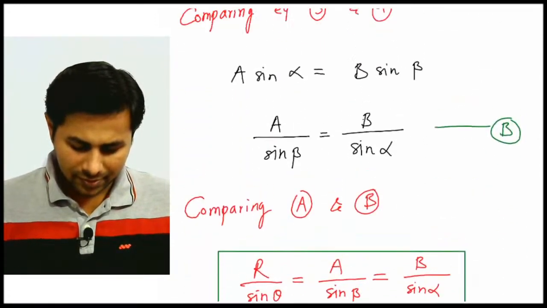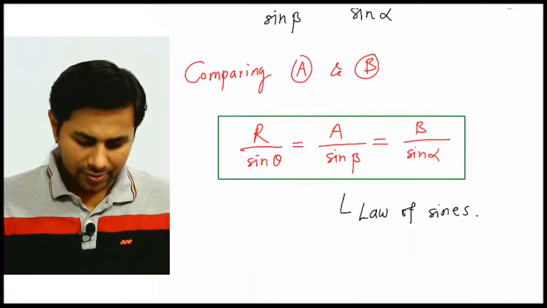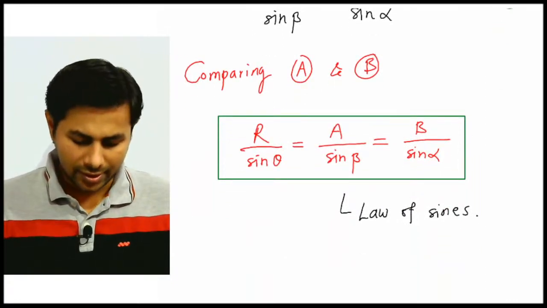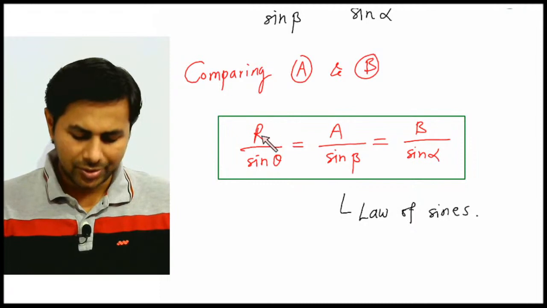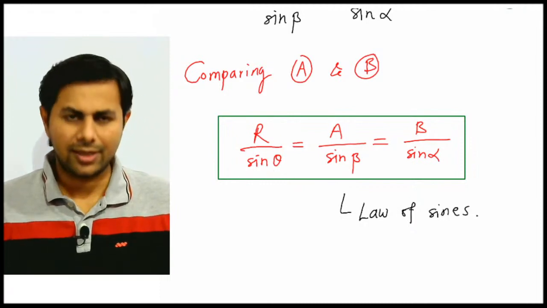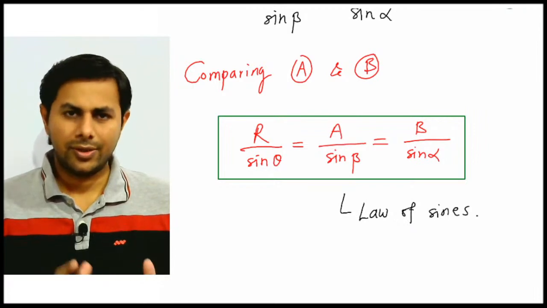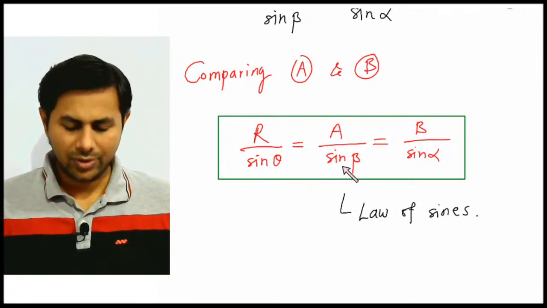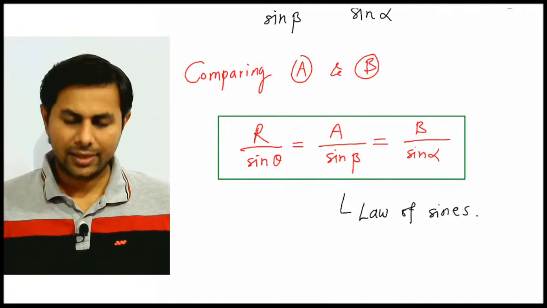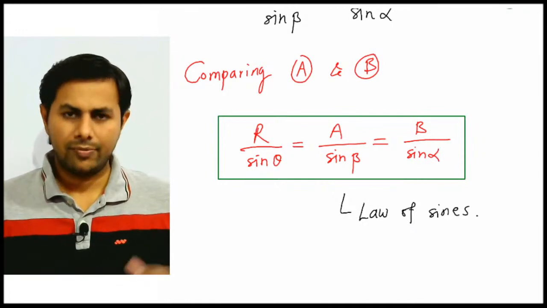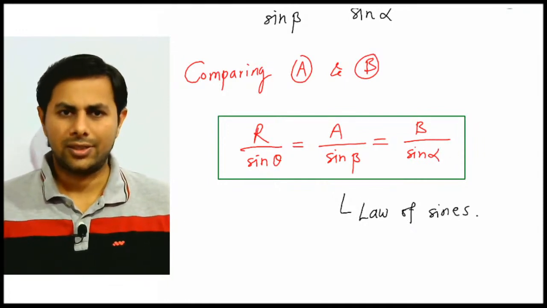So what this means is, the magnitude of r divided by the sine of the angle between the other two vectors equals the magnitude of a divided by the sine of the angle between r and b, and that's equal to b divided by the sine of the angle between the other two vectors.